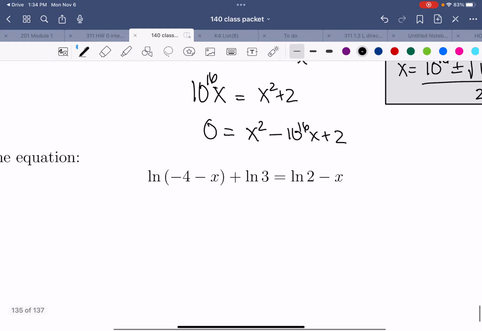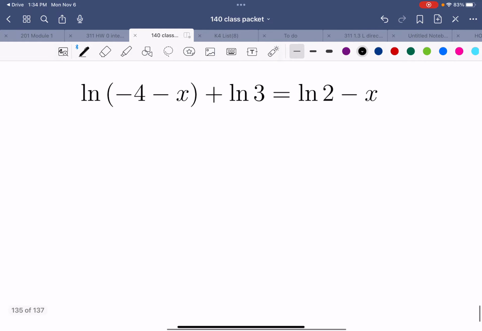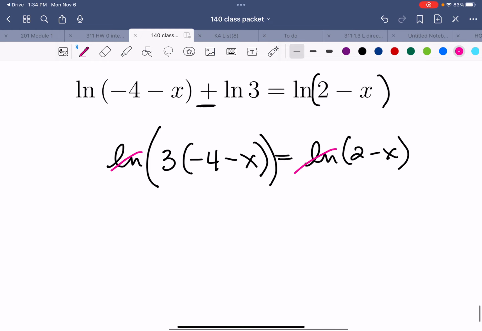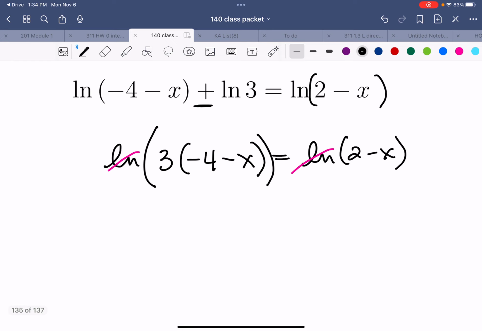And then lastly, let's work the same kind of thing down here for number 6. So we're on the left-hand side. Let's rearrange this, put this back together. So that means they're being added. So when I put them back together, I multiply the two arguments. So 3 times negative 4 minus x equals the natural log of, pretty sure this is supposed to have parentheses, 2 minus x. Now they both have ln's, so I can kind of cancel those out and just put what's in parentheses equal to one another. So 3 times negative 4 minus x equals 2 minus x.